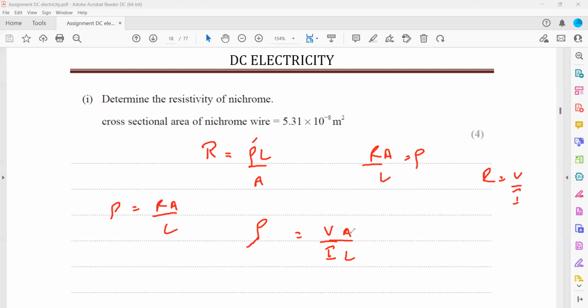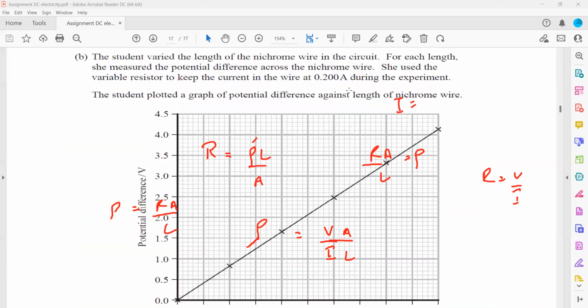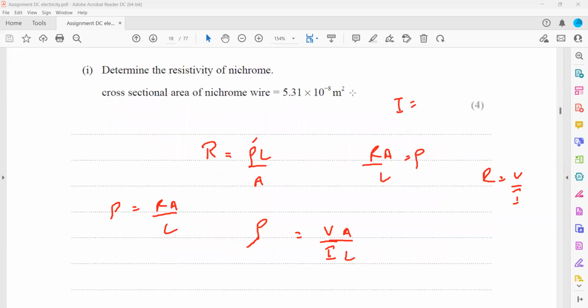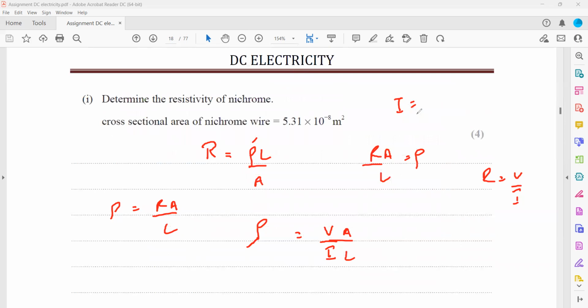Now, the student kept the current the same. As you can see, the current she kept at 0.2 ampere. So the current does not change. That remains 0.2. So I can also write V divided by L is equal to A over I, like V into A divided by L into I. How to get V divided by L? Basically, it's a ratio of voltage and length. Area is there, current is there, so V divided by L.